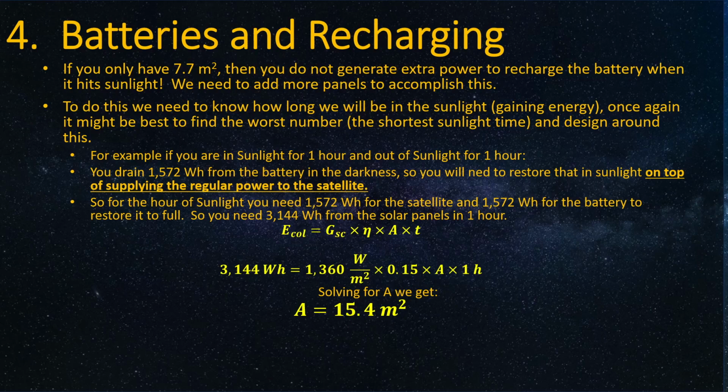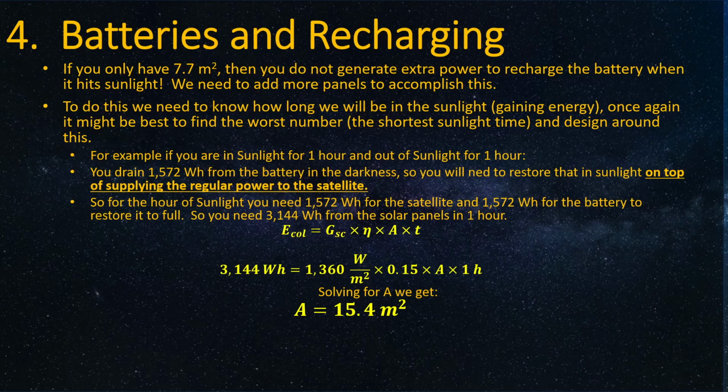So the idea is you have to generate enough power to keep the satellite on, and if you've got a battery to get it through the darkness, you need extra power when you're in sunlight to recharge your battery. If you do not successfully recharge your battery, it's going to slowly drain, and then eventually it'll be empty, and when your satellite goes into the darkness, your satellite will shut down. So to do this, we need to know how long we're going to be in the sunlight, gaining energy, and once again, it might be best to find the worst number. In this case, like I said, the shortest sunlight time, and design around this.